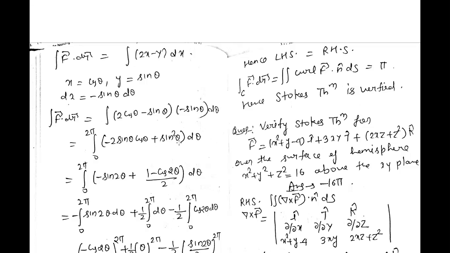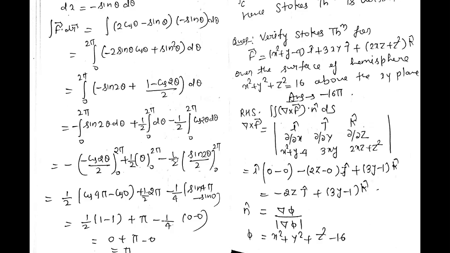So sin square theta you will calculate from cos 2 theta. So you can write cos 2 theta is equal to 1 minus 2 sin square theta. Now calculate sin square theta. So sin square theta will be (1 minus cos 2 theta) upon 2, right? Now, minus the integral from 0 to 2 pi of sin 2 theta d theta plus half the integral from 0 to 2 pi of d theta minus half the integral of cos 2 theta d theta.